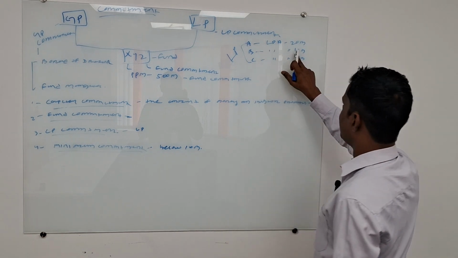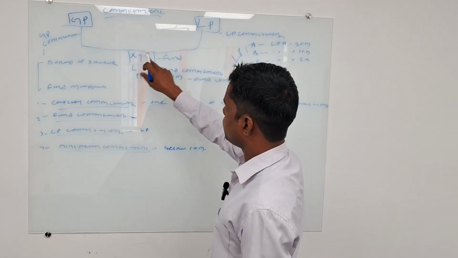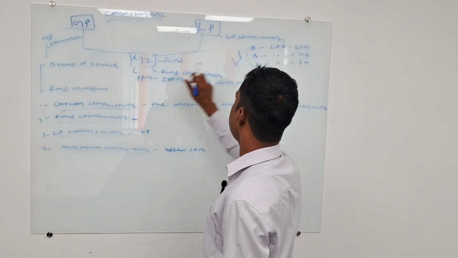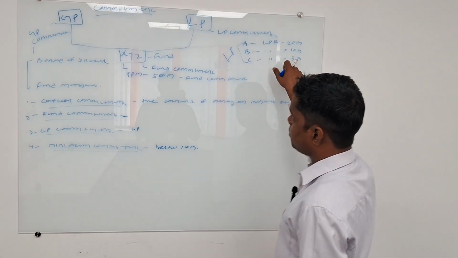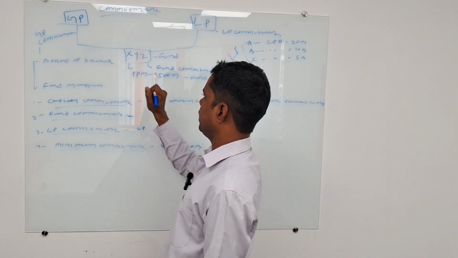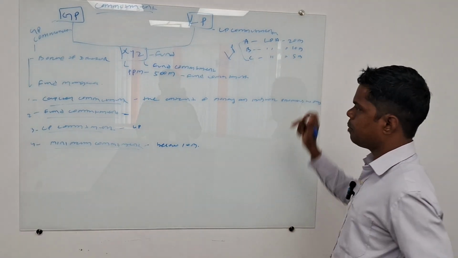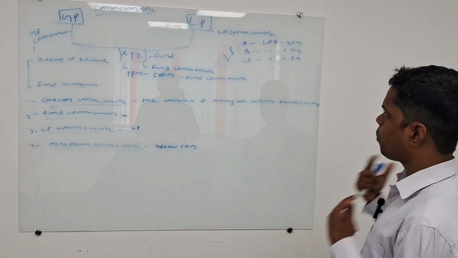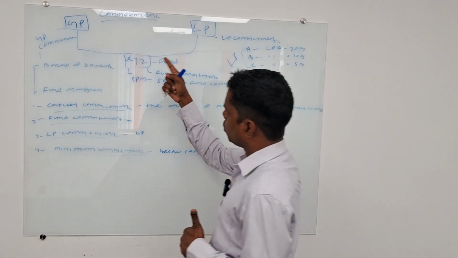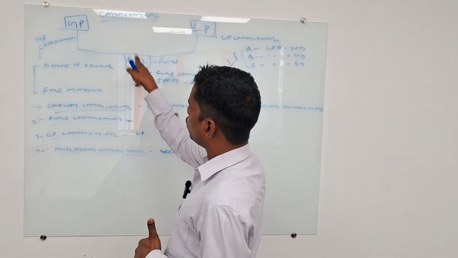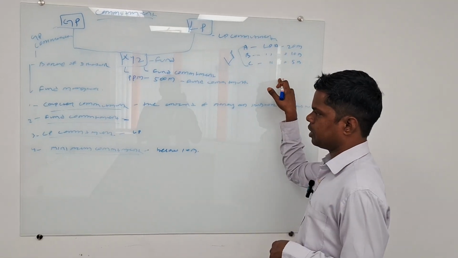B promised 10 million investment in this particular fund through the LP. C, another investor, promised a 5 million investment in this fund through the LP. This is basically the LP commitment. LP commitment means the LP promises to pay this amount to the fund through the GP. This is the LP commitment.